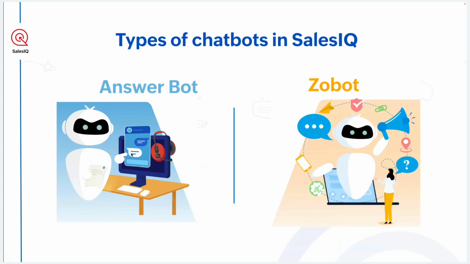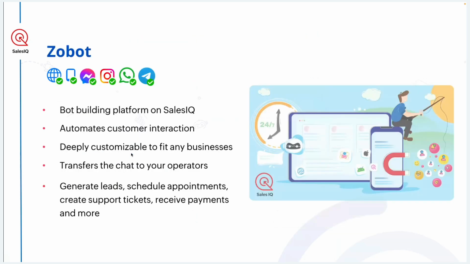On the other hand, we have Zoho. Zoho is a bot development platform to build compelling chatbots to automate customer interaction. So when it comes to Zoho, it's entirely customizable. I mean, you can build the bots of your dream. It's deeply customizable to fit any business use cases. You can use Zoho to achieve whatever you want to do.